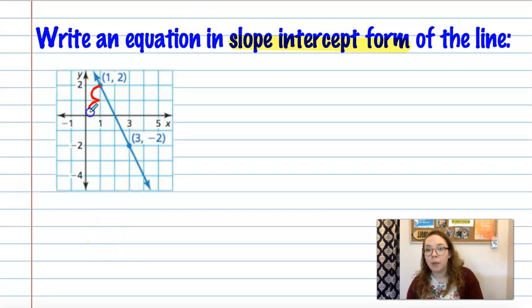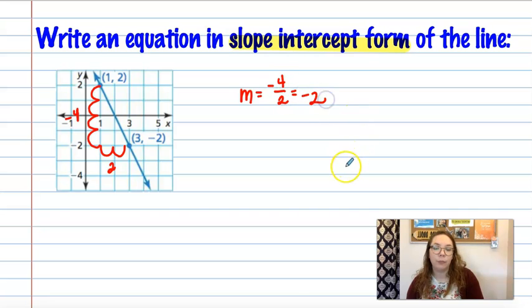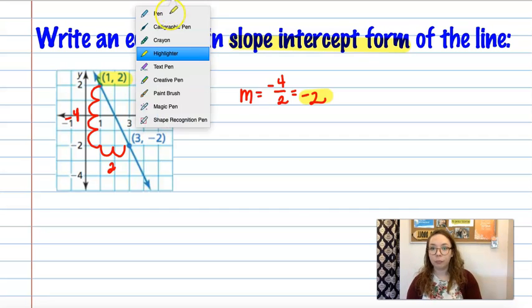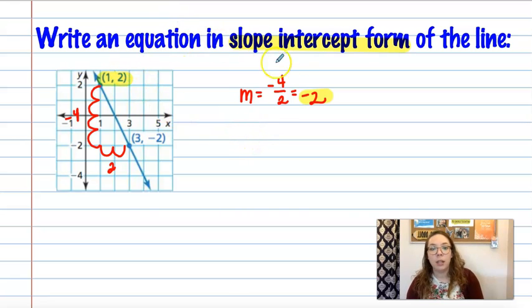It looks like here I'm going down 1, 2, 3, 4, and then over 2 to get from one point to the other. So when I simplify that, negative 4 divided by 2 is negative 2. Now, I'm going to take my slope here and one of my points, and it doesn't matter which one, so I'm just going to pick 1, 2. But you can pick the other point and get the exact same answer when we're finished. So here I'm going to use this point and this slope to write an equation in point slope form. So I'm going to have y minus 2 equals negative 2 times x minus 1.